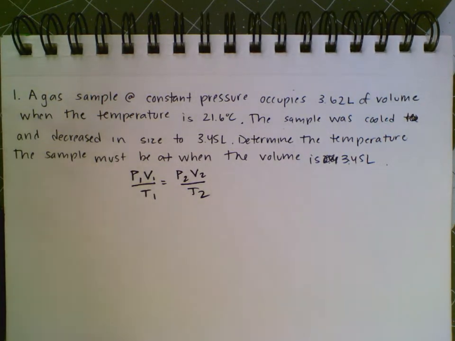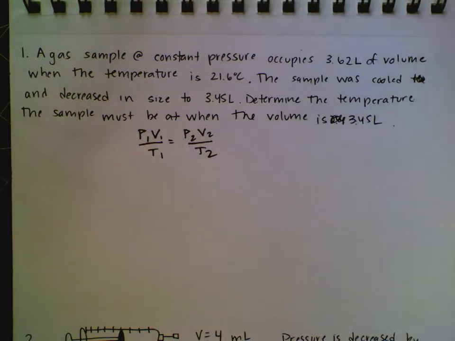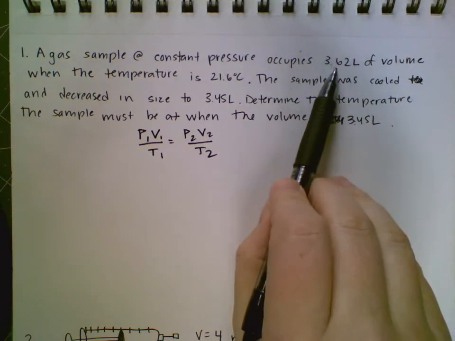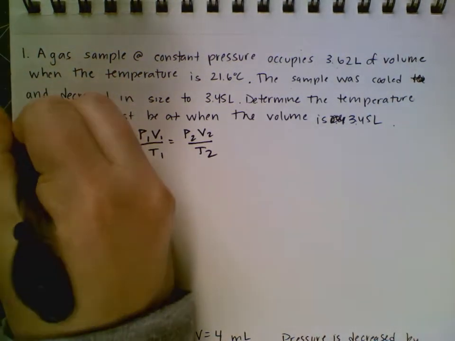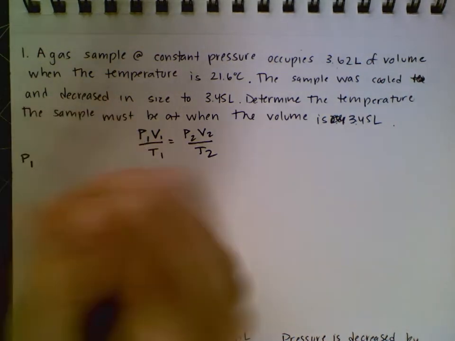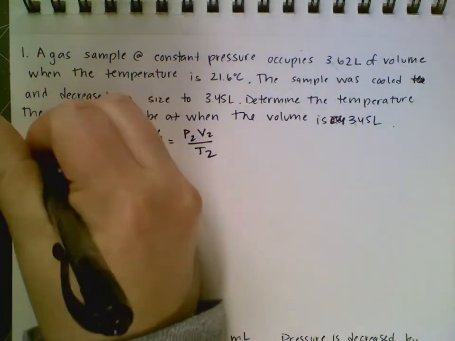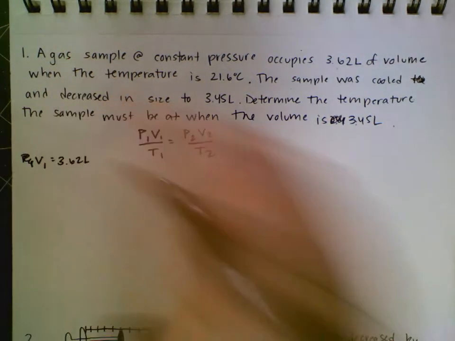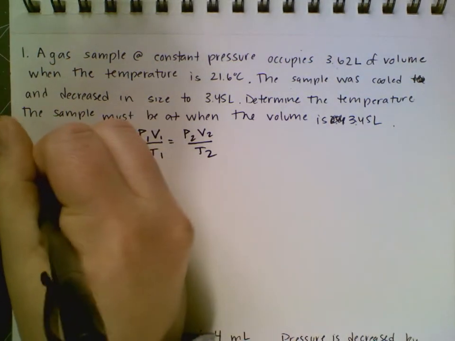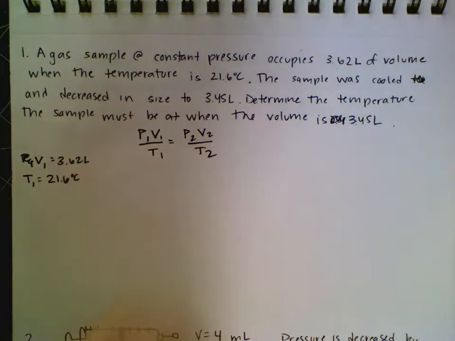So what I really recommend with these problems is going through, reading the problems, and figuring out your variables. So to read this, we've got our gas, volume, and temperature for our first problem. I'm just going to literally make a list. So I've got a P1. Oops, I don't have a P1. What am I talking about here? I have a V1, and it's 3.62 liters. And I have a T1 that is 21.6 degrees Celsius.